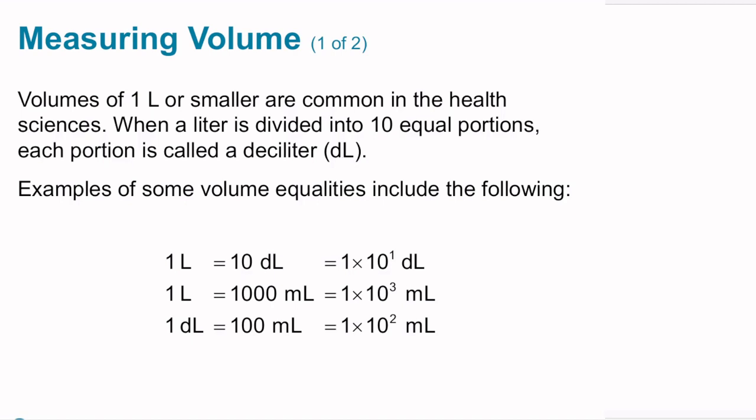Common units of volume in the health sciences are liters, deciliters, and milliliters. A liter is equal to 10 deciliters. In other words, when a liter is divided into 10 equal portions, each portion is called a deciliter. When a liter is divided into 1,000 equal portions, each of those portions is a milliliter. So 1,000 milliliters is a liter, and 10 deciliters is a liter. A deciliter is also equal to 100 milliliters.